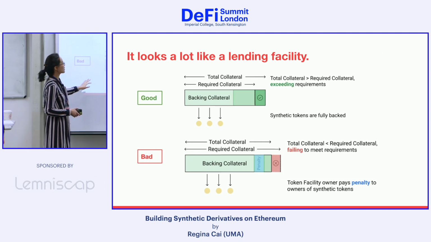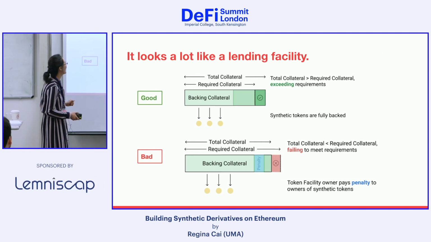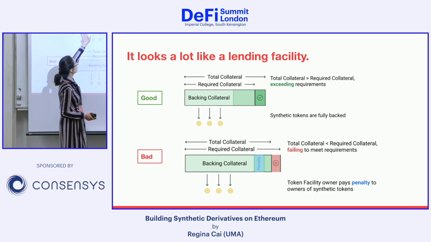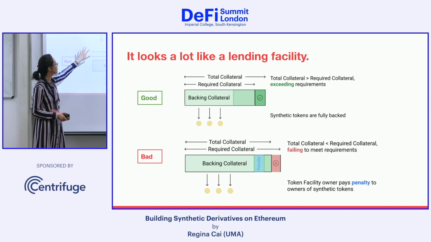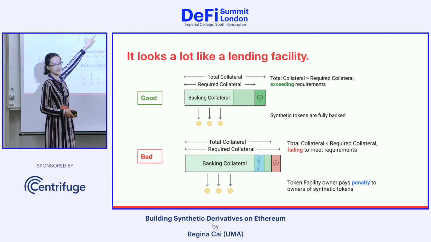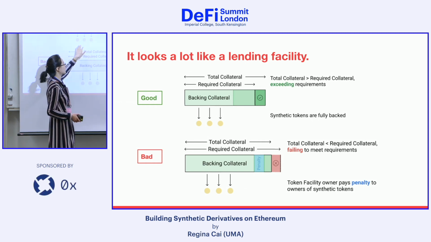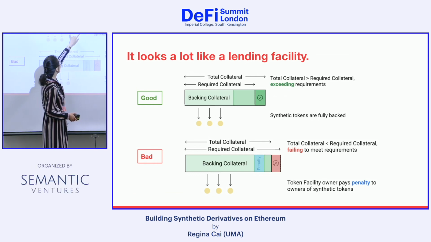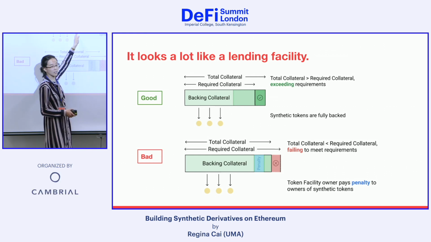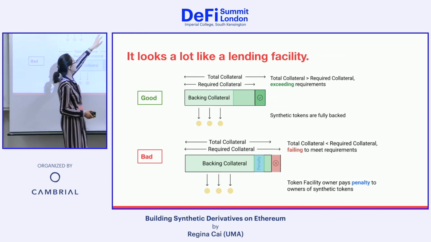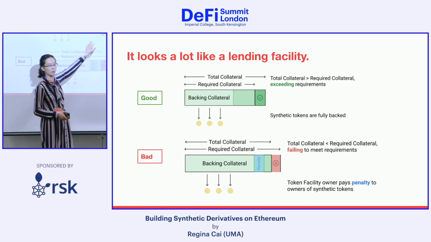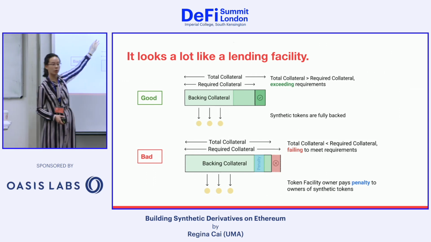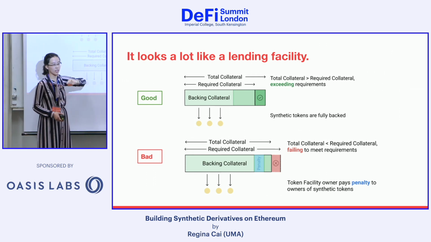But a synthetic asset token just looks a lot like a lending facility. So in the good case, here we've got someone who has deposited the total collateral into their token facility. Then what they've done is they've taken a portion of that, designated it as backing collateral, and issued tokens backed by that backing collateral. They've also got an over-collateralization requirement, so they're required to hold more collateral than the backing collateral. And in addition, they probably will want to top up and include a little bit more collateral rather than just meeting the bare minimum requirements. So in the good case, we have a situation where the total collateral is greater than the required collateral.